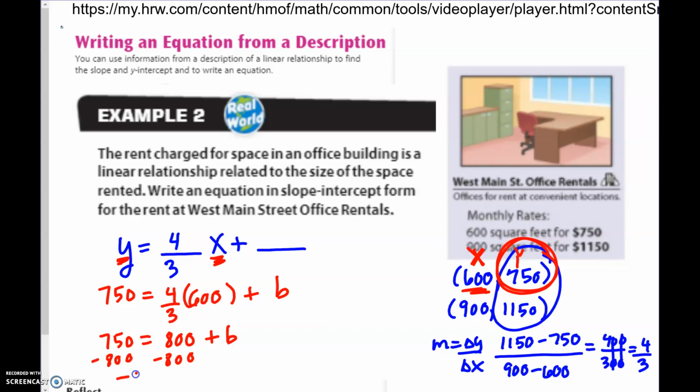And we end up with negative 50 equals b. So our y-intercept is negative 50. So our final equation is y equals 4/3 x minus 50. All right. So we're going to go through two examples.